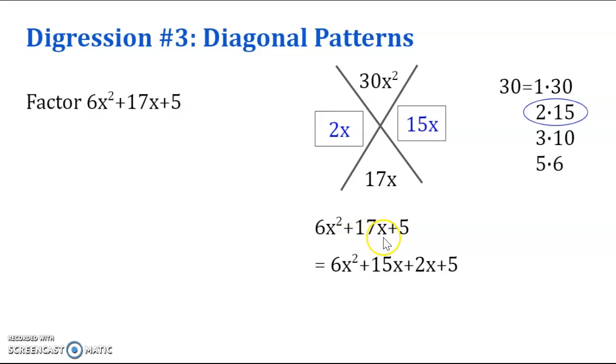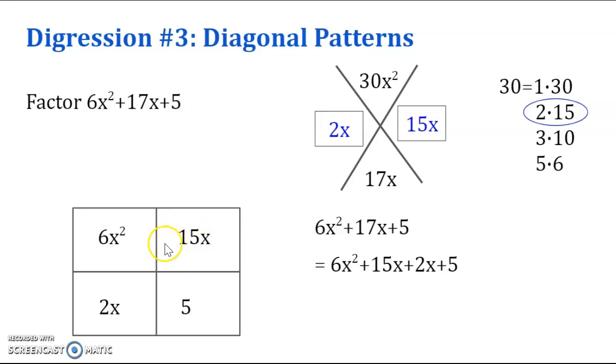We've split the 17x as 15x plus 2x here. This is the same method that we did in grouping. When we were using the grouping method, we went through the diamond, we solved the diamond by finding the factors of the top number, and then we split the middle term 17x as 15x plus 2x. It's basically the same thing here, but whatever you've split, you're putting it into the boxes and then you are solving them.